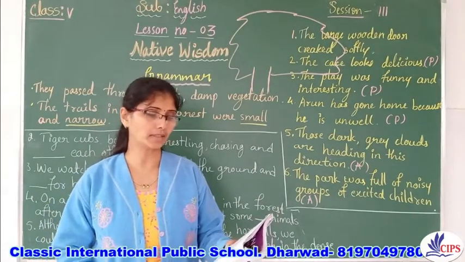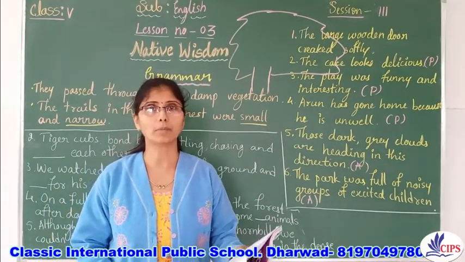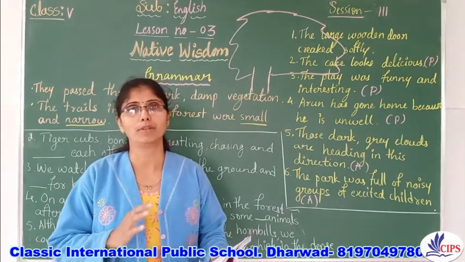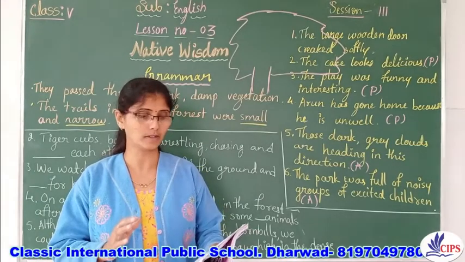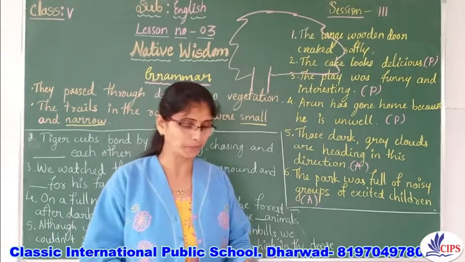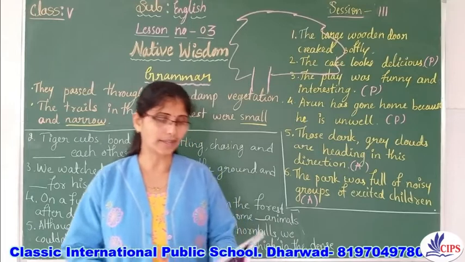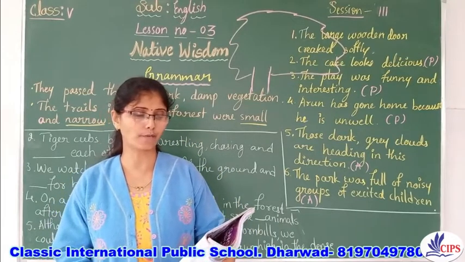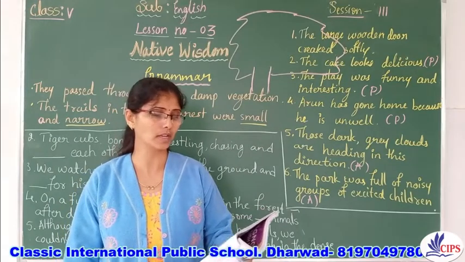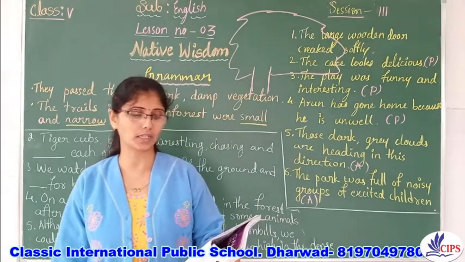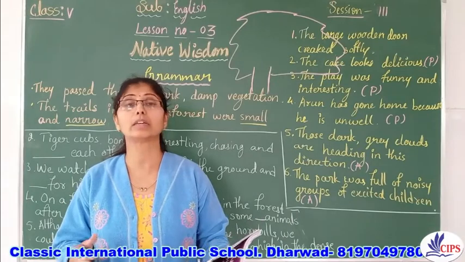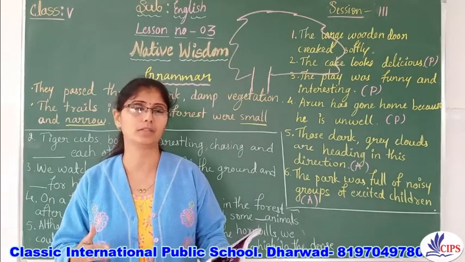Next one. Complete the sentences with the correct words from the table. Whatever words they have given in the table on the left side, we should use those words to fill in these blanks or complete the sentences. Getting it, children? After the first one, they have given an example here. The vulture waited patiently for the leopard to leave so that they could scavenge on the remains of the deer he had killed. And if you got it already, scavenge means eating the meat of a dead animal.